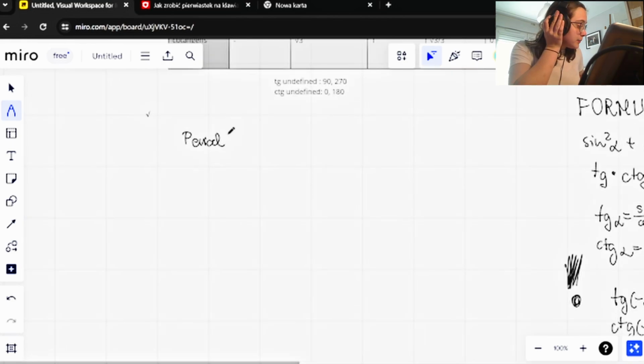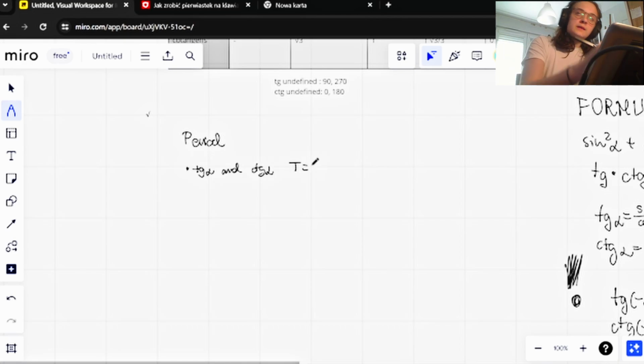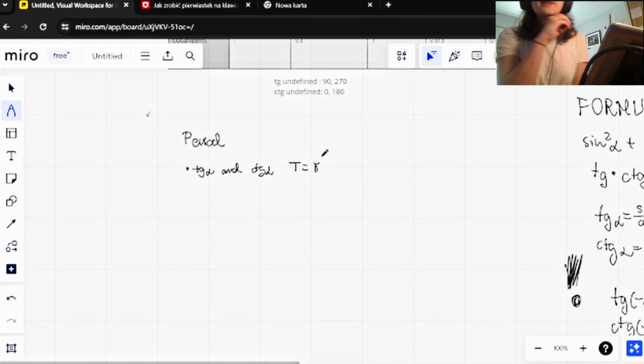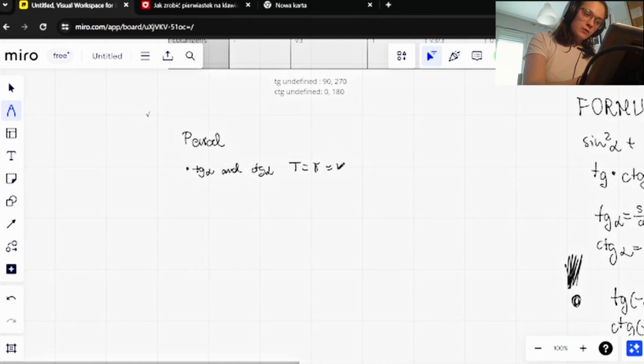Anyway, the period in which the function is different and does not repeat is different for tangens and sinus. T is the period. For tangens it's P, which is also 180 degrees, and for sinus and cosinus it's 2P, so it's 360.